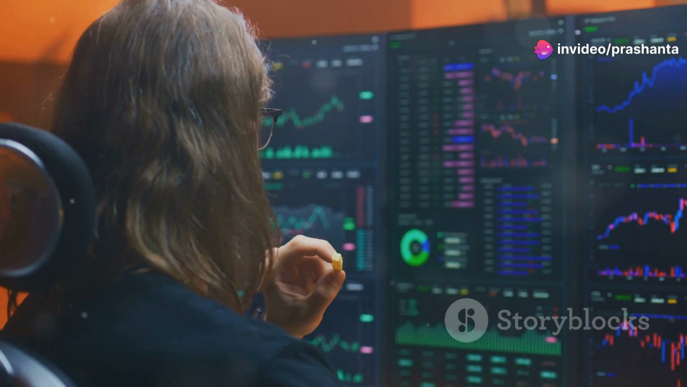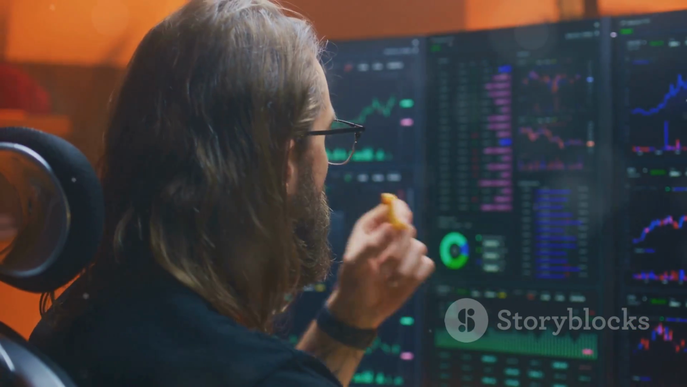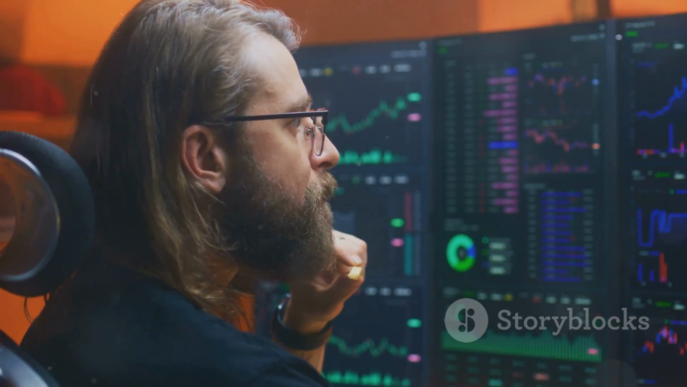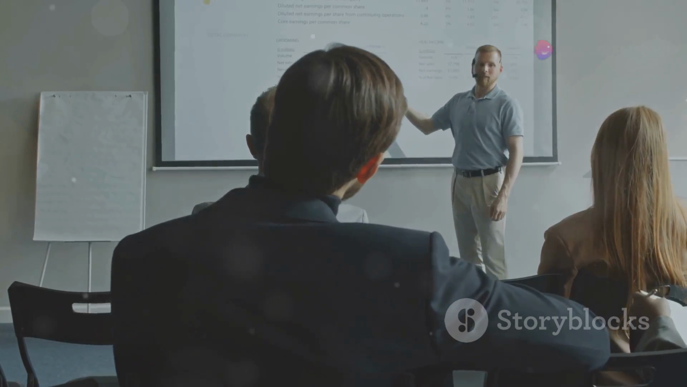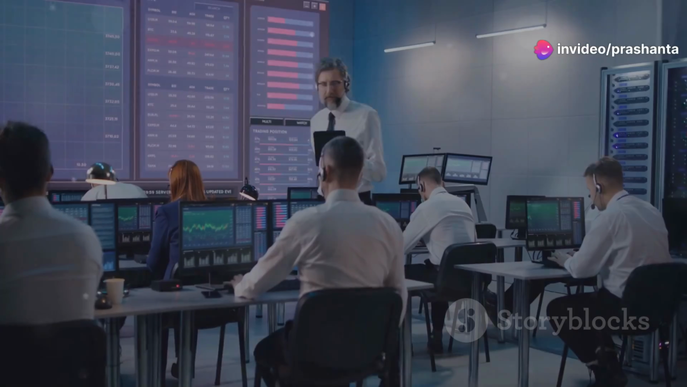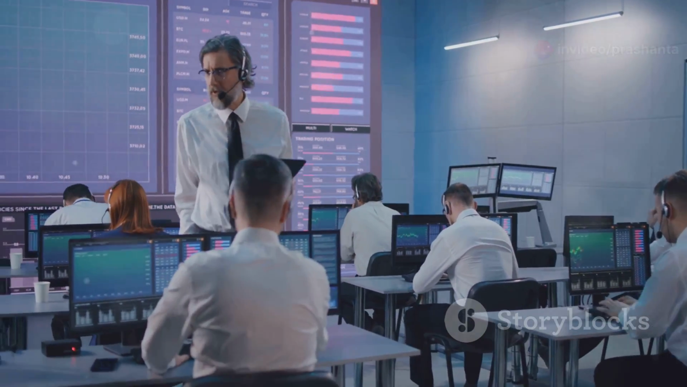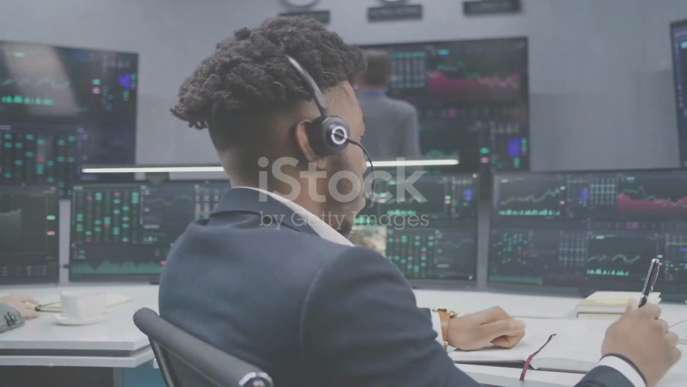Remember, options trading can be a powerful tool for amplifying your returns in the stock market, but it's not without its risks. That's why it's crucial to approach it with a solid understanding of the mechanics and strategies involved. So, buckle up, grab your notebooks, and let's dive into the exciting world of call and put options.